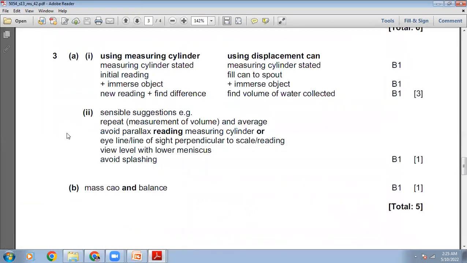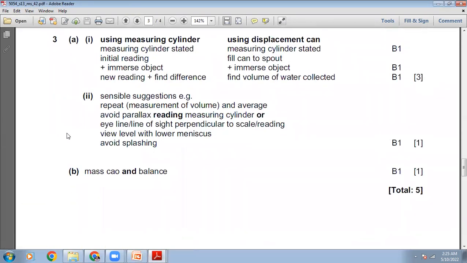What the marking scheme says: sensible suggestion, repeat measurement of the volume and average, avoid parallax reading of the measuring cylinder, or eye line of sight perpendicular to the scale, or the reading view level with the lower meniscus, avoid splashing.